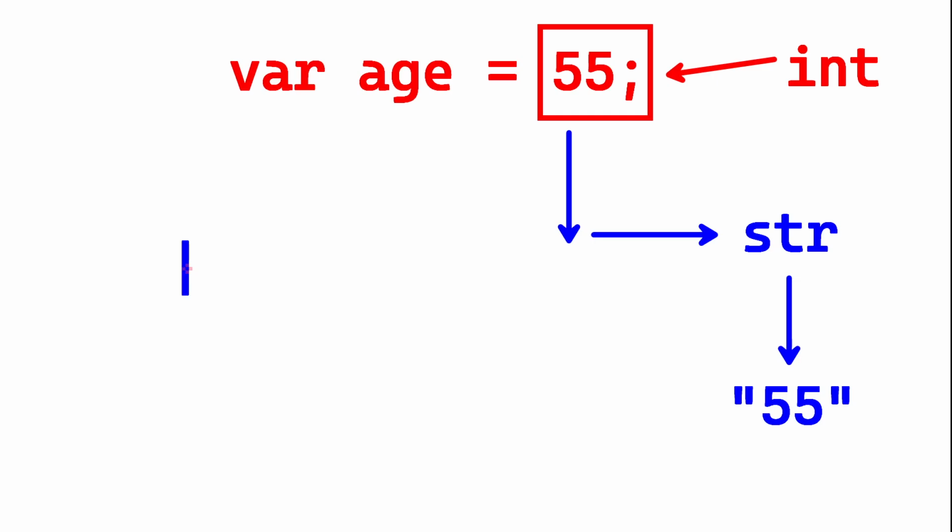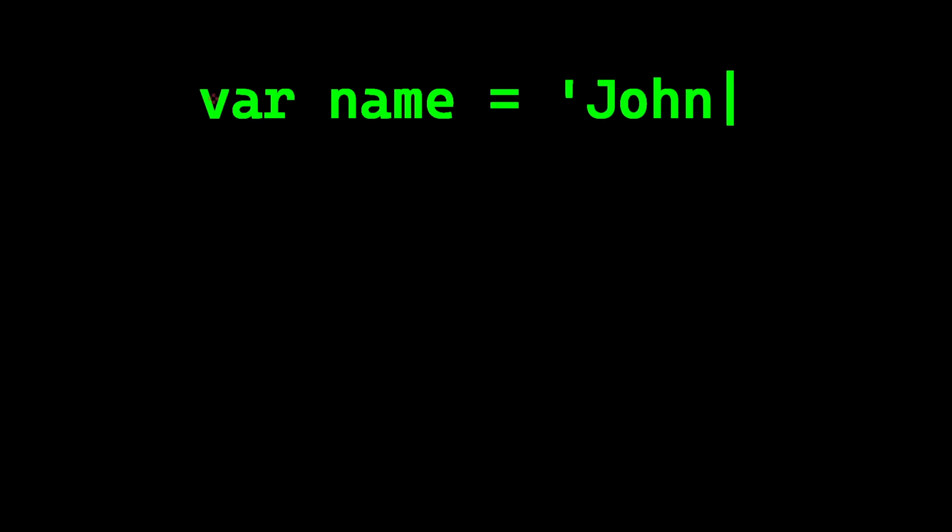Another example in simple terms is if you have a variable called name, and then you set this to, let's say, John. You can't convert John to a number, right? Because the value here is text, so there's no way you can convert it to an integer. So be aware of how you convert data types.